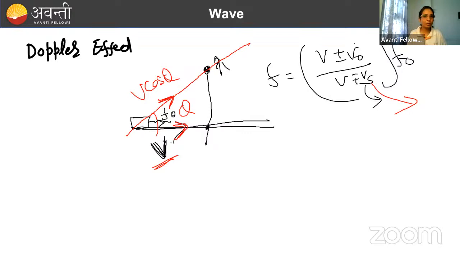Done. So, what is V observer? Velocity of observer along the source. What is Vs? Velocity of source along observer. How you will calculate that? You will simply combine observer and source. And along that line, you will be taking the velocity component.